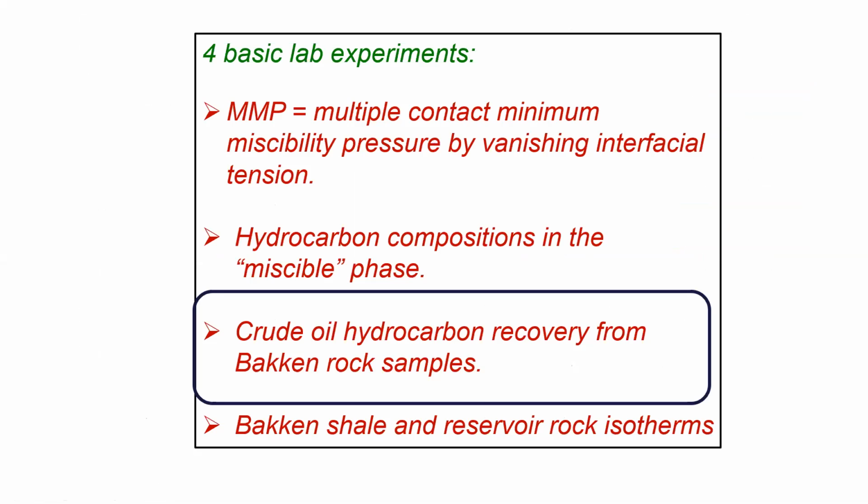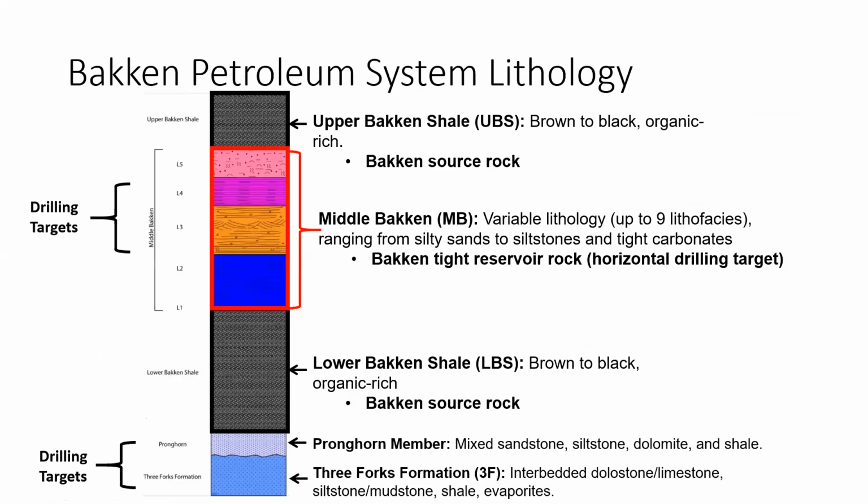Okay, crude oil recovery from Bakken rock samples. A little lithology: I am an analytical chemist by training. My PhD is in environmental analytical chemistry, so excuse my terminology. I'm showing the picture. Three Forks is one of the drilling zones at the bottom here. Lower Bakken Shale, one of the source shales, is an important sample. Middle Bakken, the 2-3 layers, is basically the target zone. That's where most oil is produced, and then the Upper Bakken Shale here.